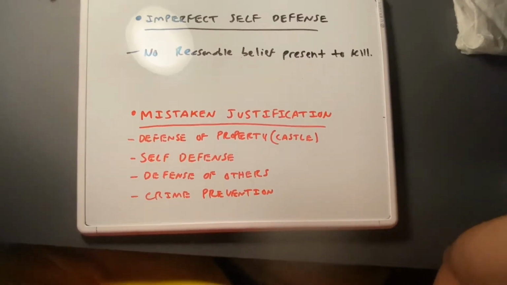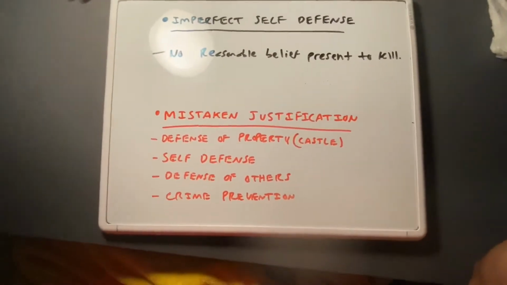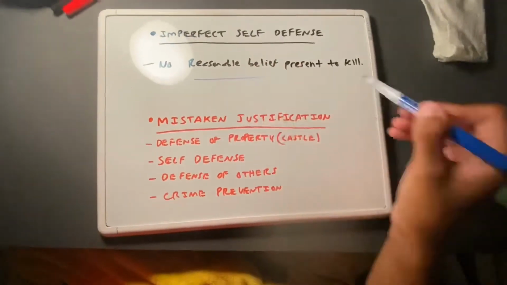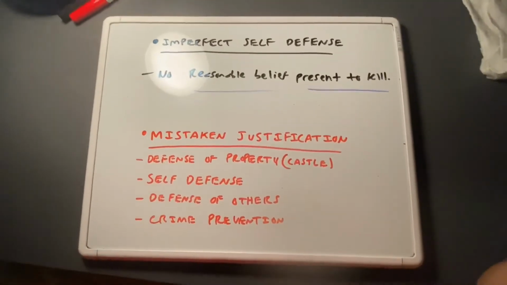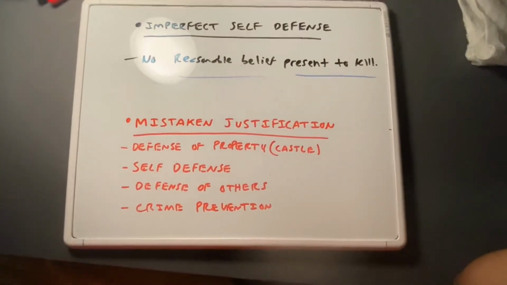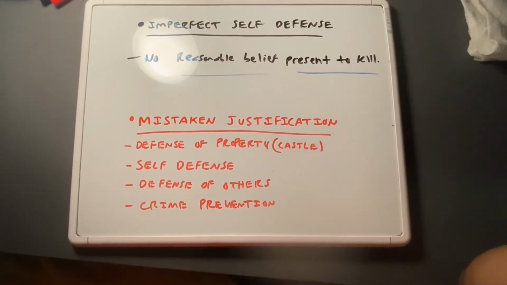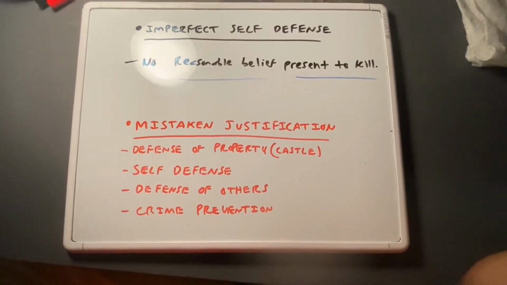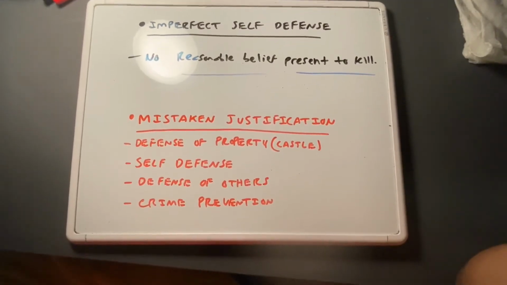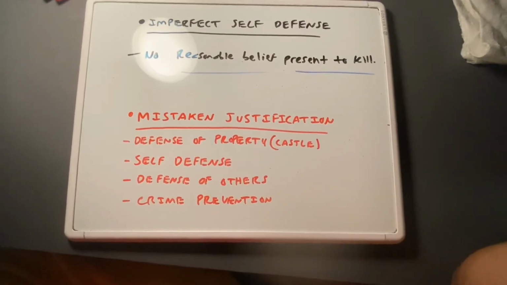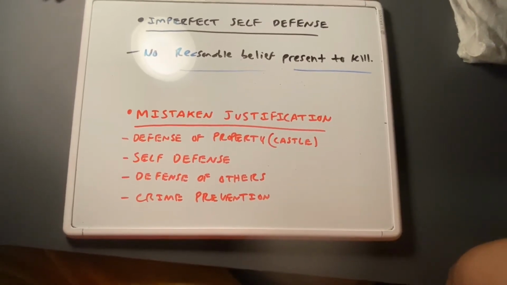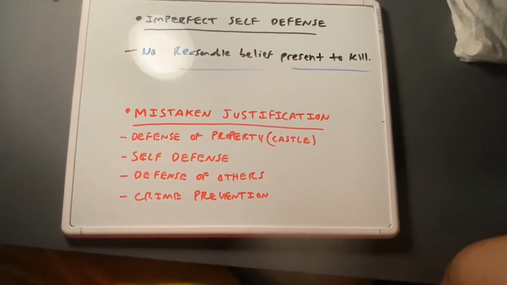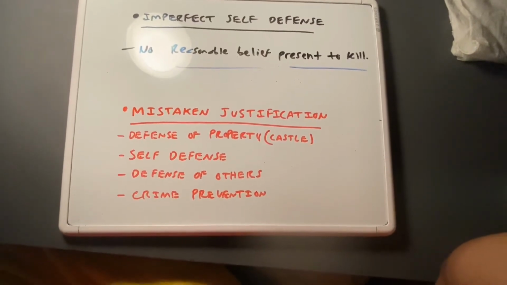So imperfect self-defense really boils down to the defendant not having the reasonable belief to kill. An example of this, let's just say that someone has a concealed carry. They're in possession of a 9mm gun, license to carry, and that man is walking along the road and someone jumps out of the bushes and scares him because it's Halloween. And the defendant, the man with the gun, reacts automatically and accidentally shoots that person because he was under fear that his life was at risk.